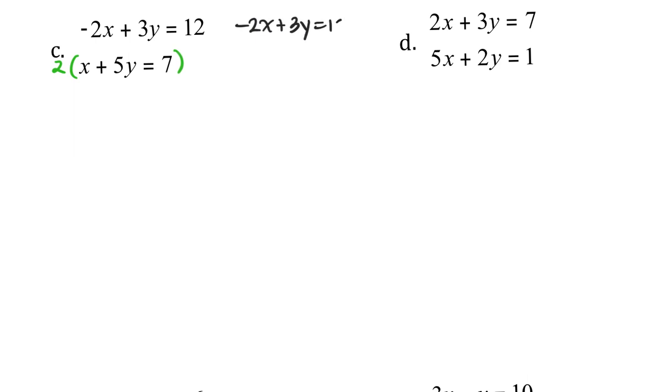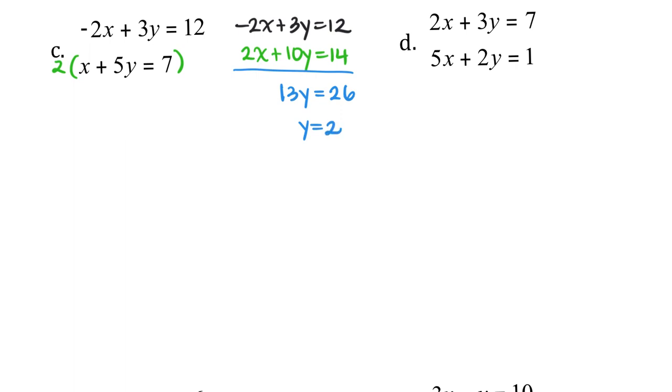For the second equation, I'm going to distribute the 2 to all three terms. 2x, 10y, 2 times 7, 14. Okay, now if I've done this correctly, something should cancel now. Okay, -2x and positive 2x cancel. 3 plus 10y is 13y. 12 plus 14, 26. Divide by 13, I get y equals 2.